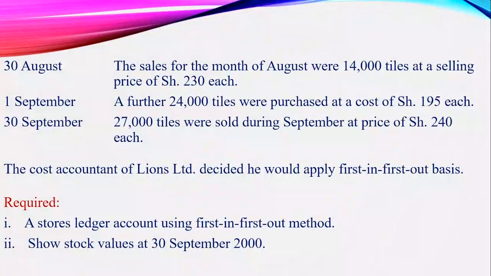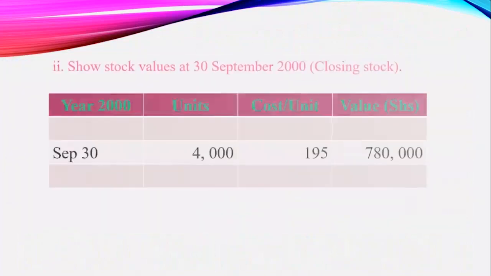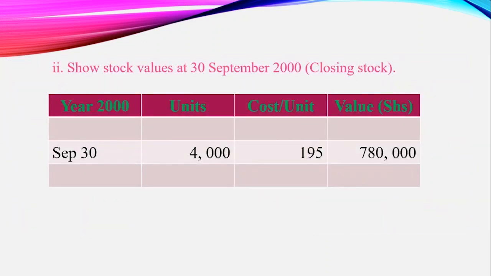Back to the question. Part 2 of the question was asking us to show the stock values at 30th September 2000. The stock on 30th September 2000 is basically the closing stock. And as you can see, I've said the closing stock will be 4,000 units at 195 shillings each. That will give us 780,000. So you can represent that in a table like this.